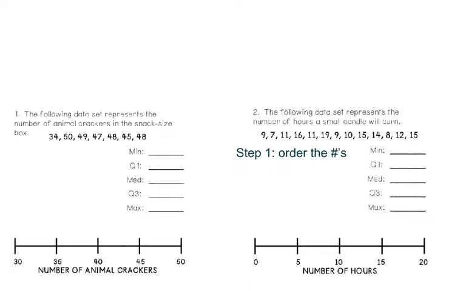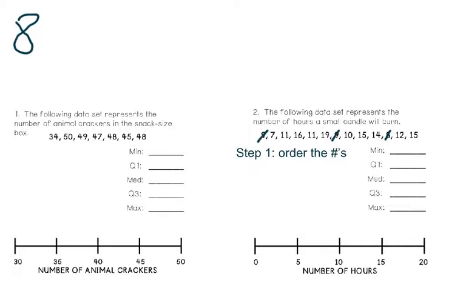In example 2, I'm looking at data for the number of hours a small candle will burn, and this data is randomly put down. Step 1 is going to be to order those numbers from least to greatest. When I do that, I pull out another sheet of paper, or I go off to the side. And what I want to do is I want to find the smallest value first. I see that it's 8, and I cross it out and write it in my new list. I do that so I don't write it twice, and so that I don't accidentally skip a number in order.